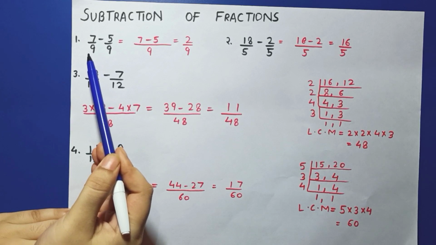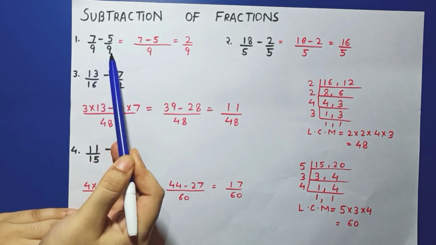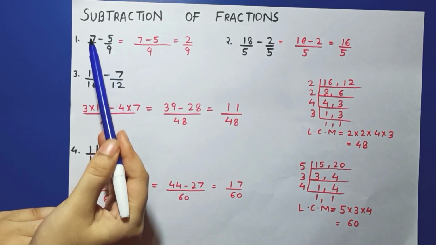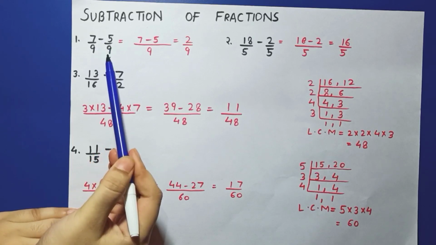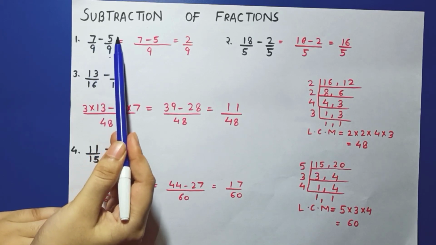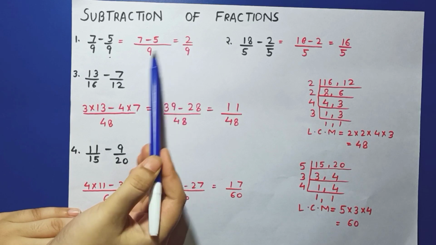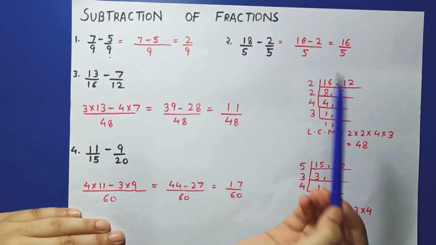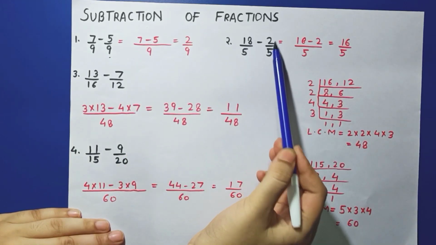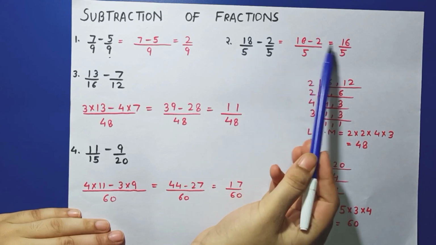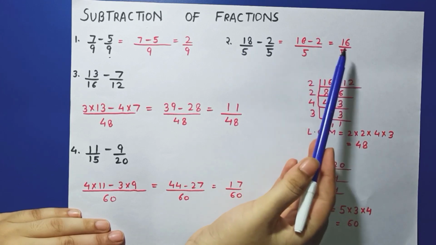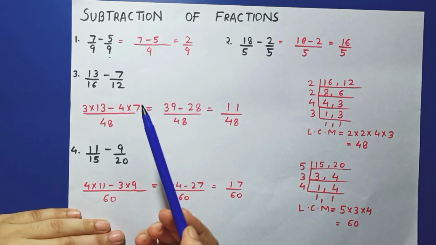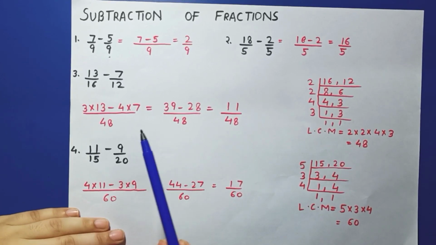These are like fractions because the denominators are the same, 9 and 9. So 7 upon 9 minus 5 upon 9. Here we only subtract the numerators. So 7 minus 5 is equal to 2 upon 9. Next one is 18 upon 5 minus 2 upon 5. So 18 minus 2 is equal to 16 upon 5. So like subtractions are also very easy, just like additions.